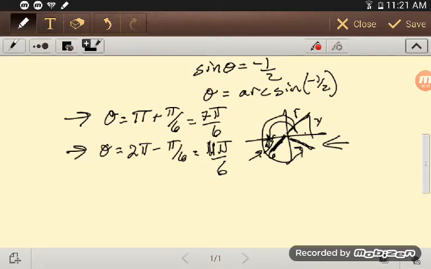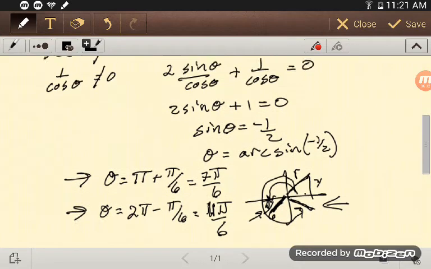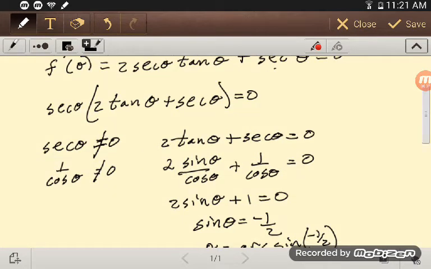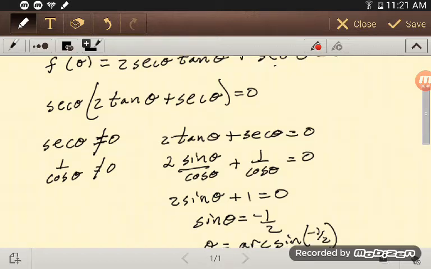That's where the derivative is 0. Now where is the derivative undefined? Well, the secant can be undefined and the tangent can be undefined. But actually, because tangent is sine over cosine, they're actually undefined in the same places.